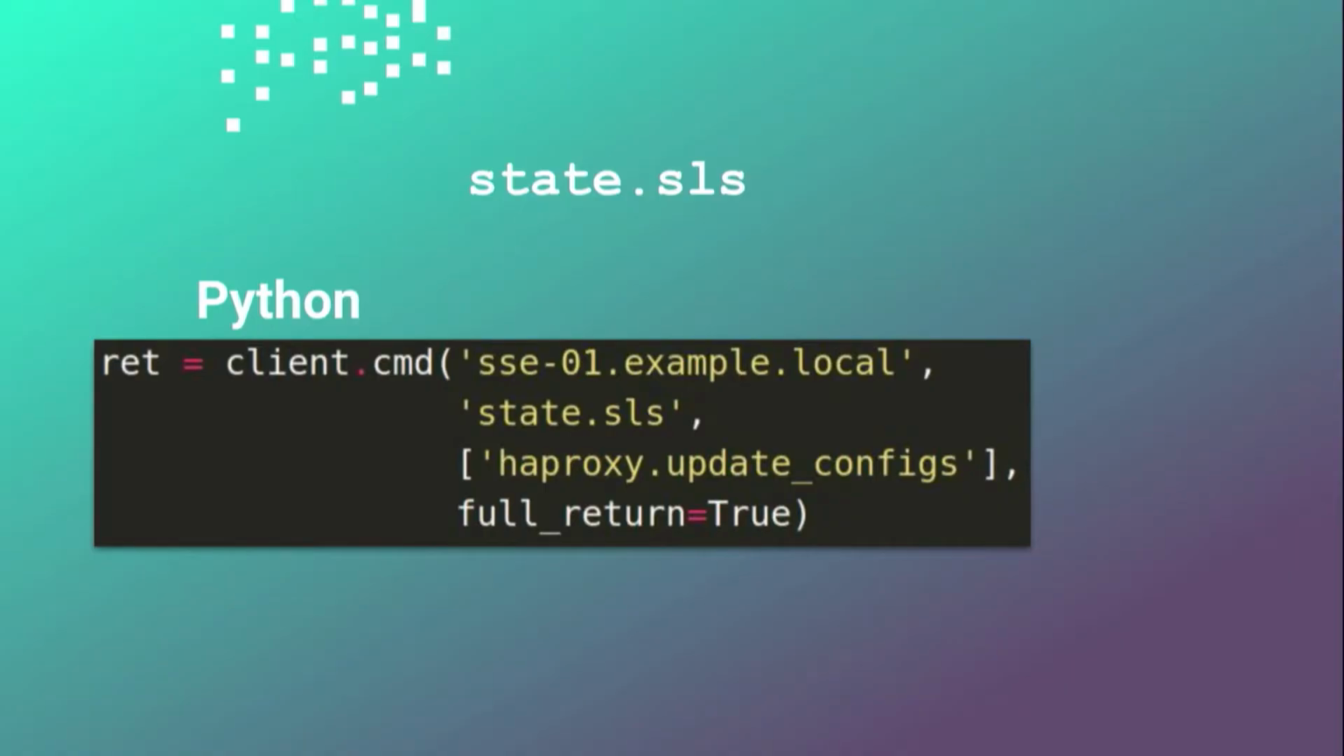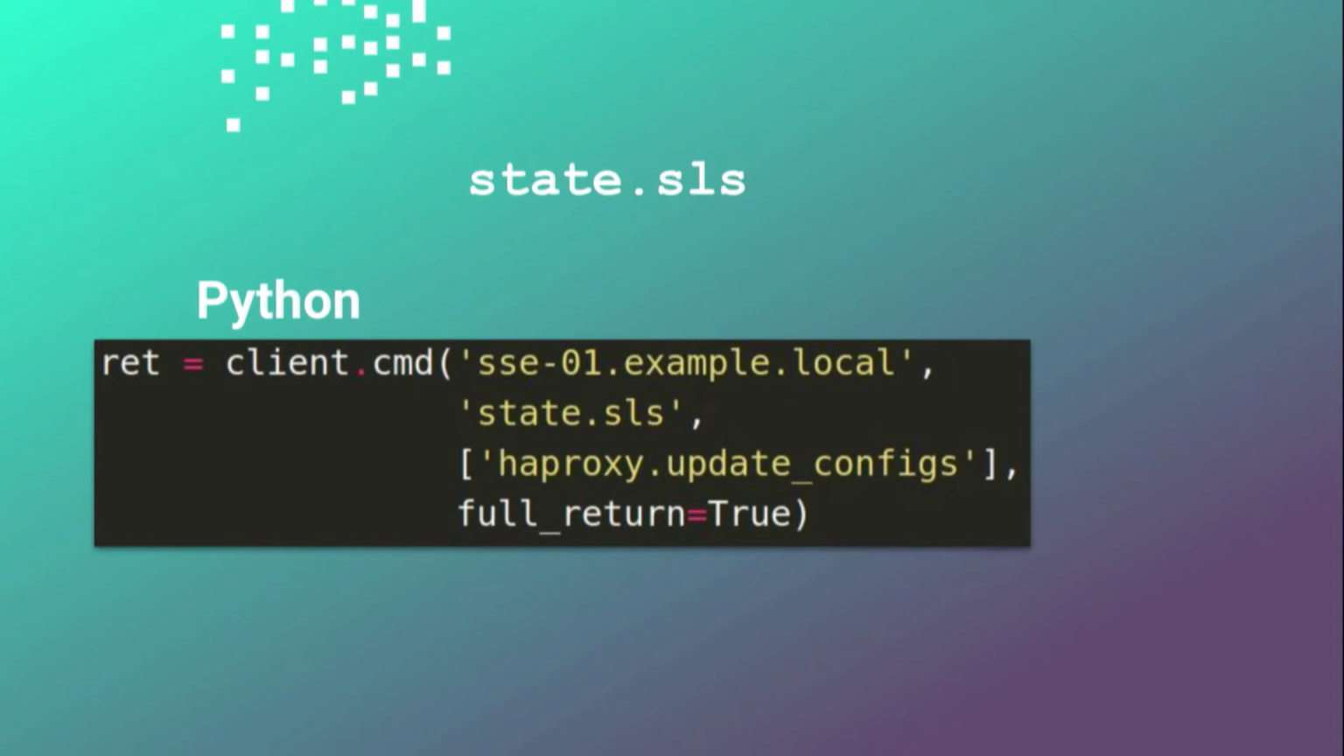So what does that look like when we implement that in Python? For simplicity, again, the first argument is going to be the target. We've just got one machine there. This time, instead of a test.ping, it's going to be a state.sls. And our third argument is going to be the arguments that apply to our function. One thing you'll notice here is the state, haproxy.update_configs, is a list of size 1.